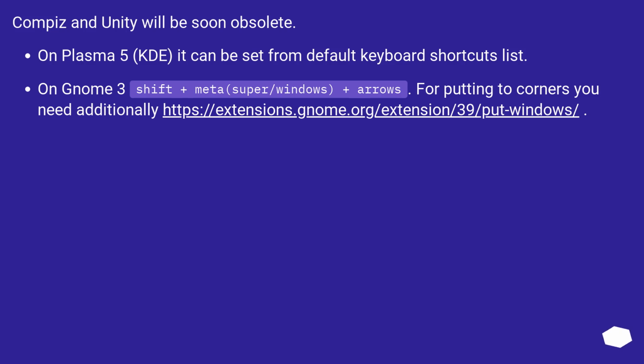Compiz and Unity will soon be obsolete. On Plasma 5, KDE, it can be set from the default keyboard shortcuts list. On GNOME 3, Shift plus Super plus Windows plus arrows. For putting to corners you need additionally this URL.